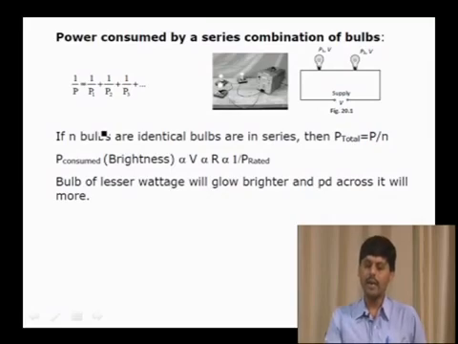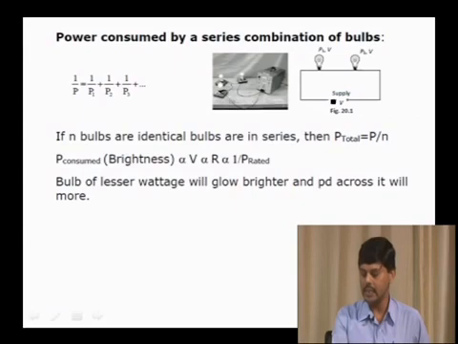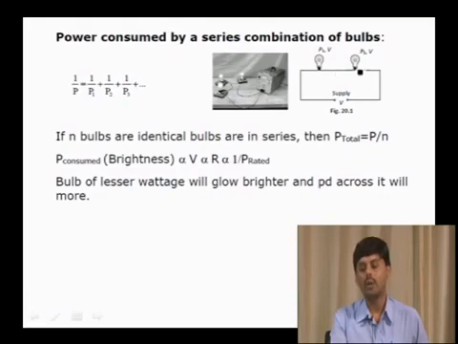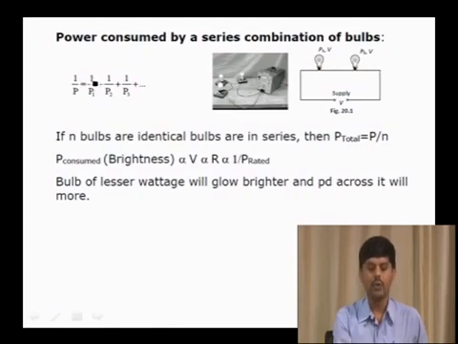Power consumed by a series combination of bulbs. When bulbs are connected in series, there are two different bulbs of equal voltage rating: 60 watt 220 volts and 40 watt 220 volts, connected in series to the supply. We calculate the power of this series combination: 1 by P is equal to 1 by P1 plus 1 by P2 plus 1 by P3, and so on. This is the total power for the series combination.